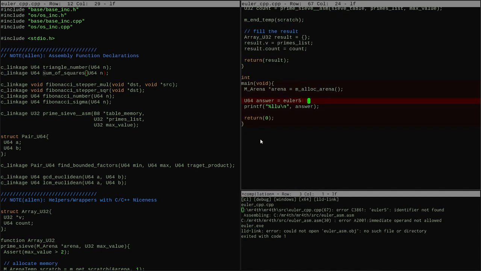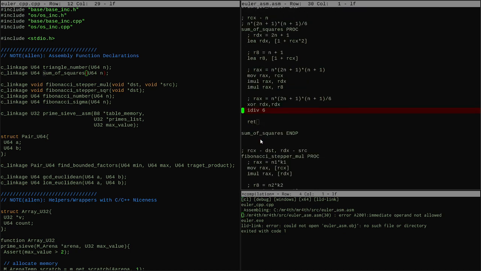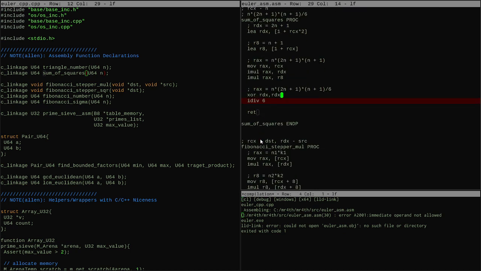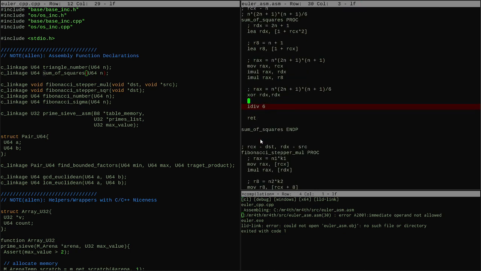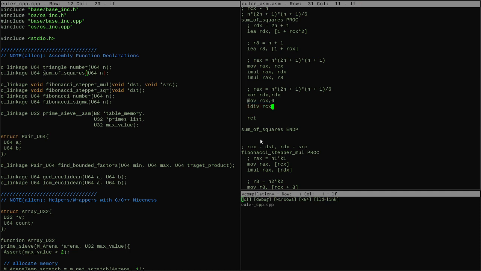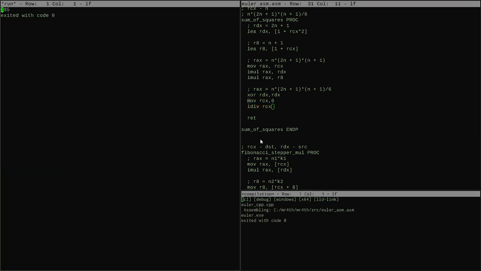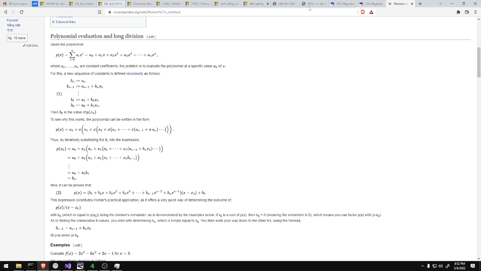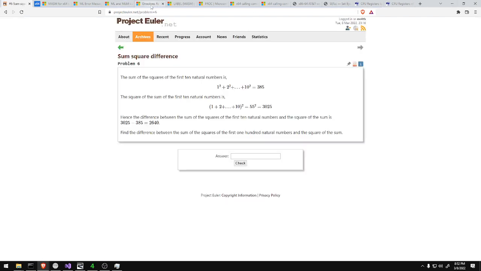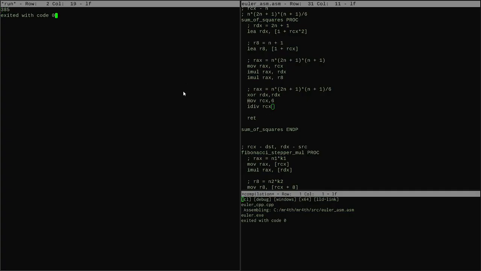No, I don't have an Euler 5. I have a sum of squares 10. No, you won't let me do it. Okay, then in that case I don't need anything else, so I'm going to move the 6 into RCX, and then I'll divide by that. Boom. 385 is the sum for 10. Okay, so 385. Yep. Good.